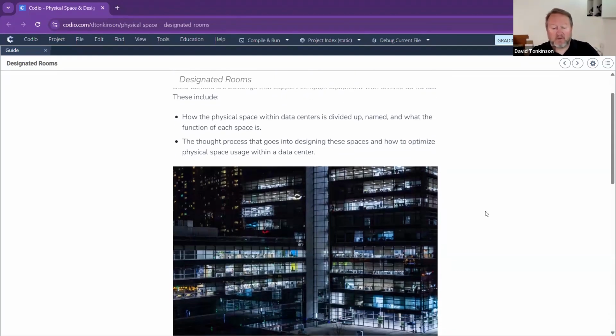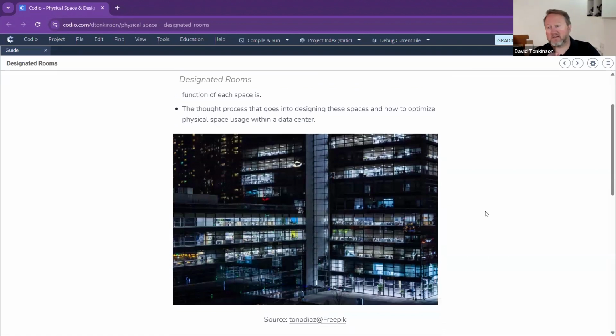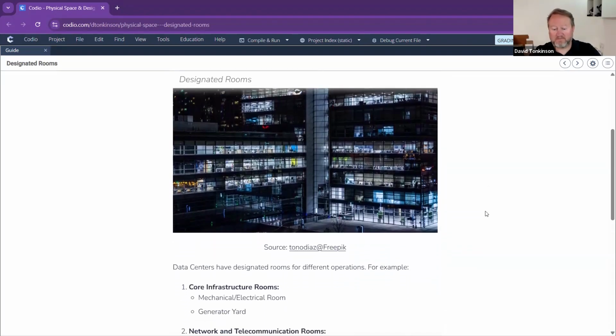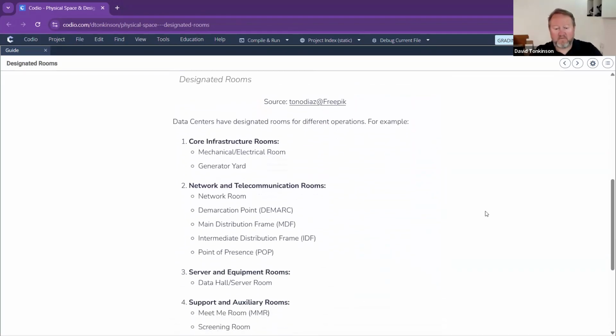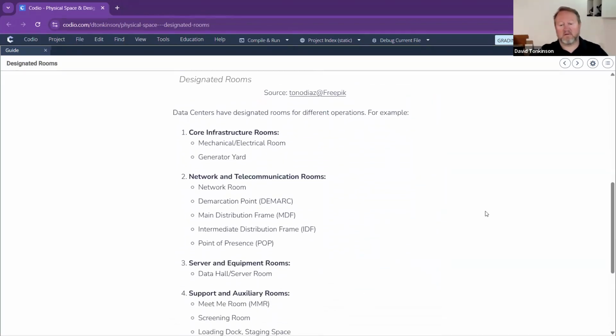So we give these different names, okay? The idea of building your data center is to design it so that you are able to access everything, as well as get data from A to B, with a minimum cost involved. So let's have a quick glance at some of these areas. These are the areas that they define it up into. You have a core infrastructure room, which essentially is your mechanical, electrical room and your generator yard.